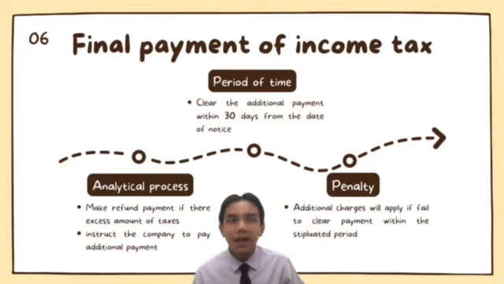If there are additional tax arrears, the company must clear the payment within 30 days from the date of the assessment notice issued by the IRB, and the IRB will charge an additional amount if the company fails to clear the payment within the stipulated period. So, we have the 6 procedures of tax obligation under tax assessment of 2023.